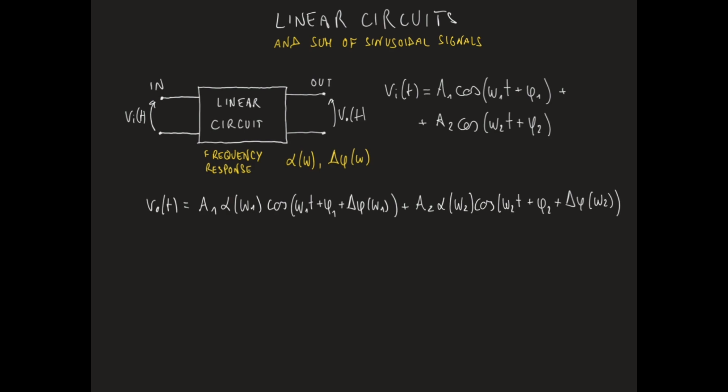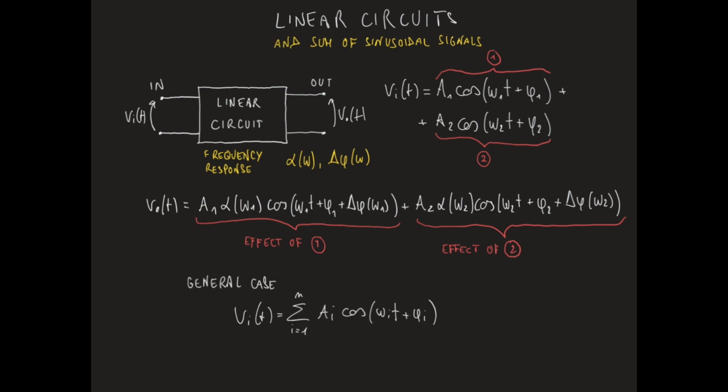This result, as we said, has been obtained by applying the superposition principle. In particular, the output signal has been obtained by adding the effect of the first term in Vi of t to the effect of the second term again in Vi of t. Of course, this result may be extended to the case where Vi of t is the sum of as many sinusoidal signals as we like, each at a different frequency.